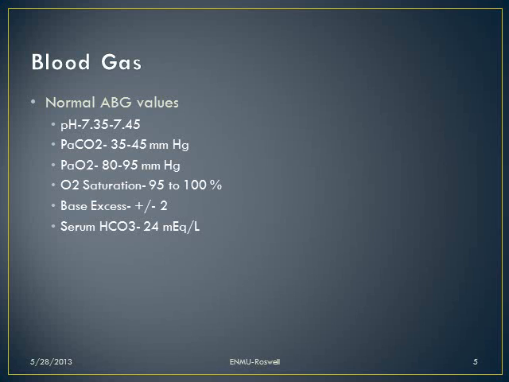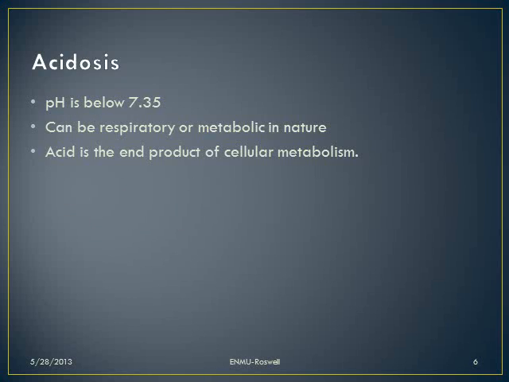PaO2, or normal oxygen, is going to be 80 to 95 millimeters of mercury. O2 saturation is going to be 95 to 100%. And our base excess is going to be plus or minus 2, with a serum bicarbonate somewhere around 24 milliequivalents per liter. Okay? And that is what we're looking at.